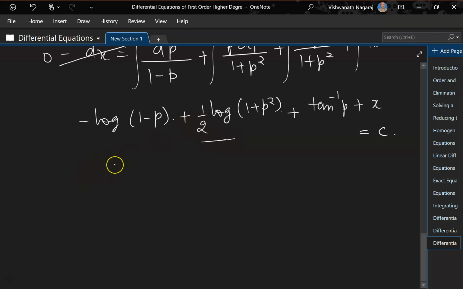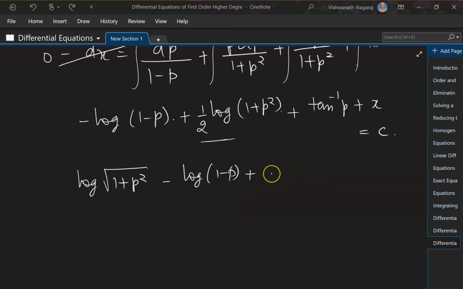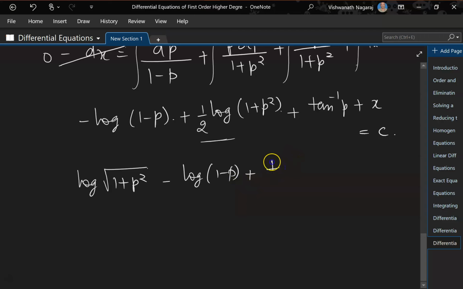Now let's bring this here because plus sign is there. So 1 by 2 can go up. So we have log of square root of 1 plus p square minus log of 1 minus p, plus tan inverse of p, plus x is equal to c. Now we want it in terms of x because we can't really simplify this any further.